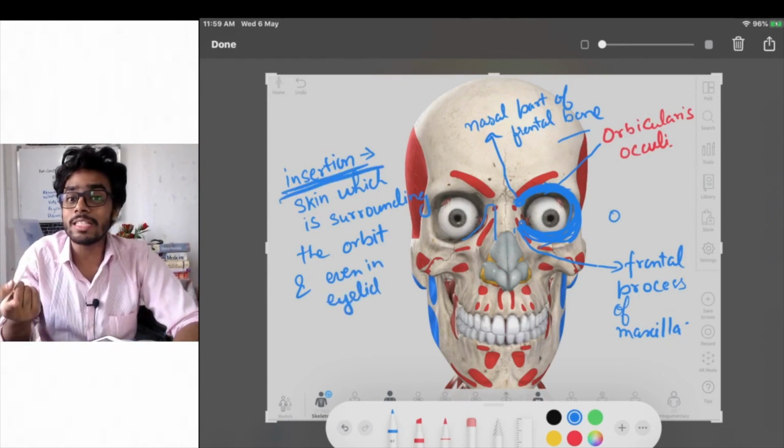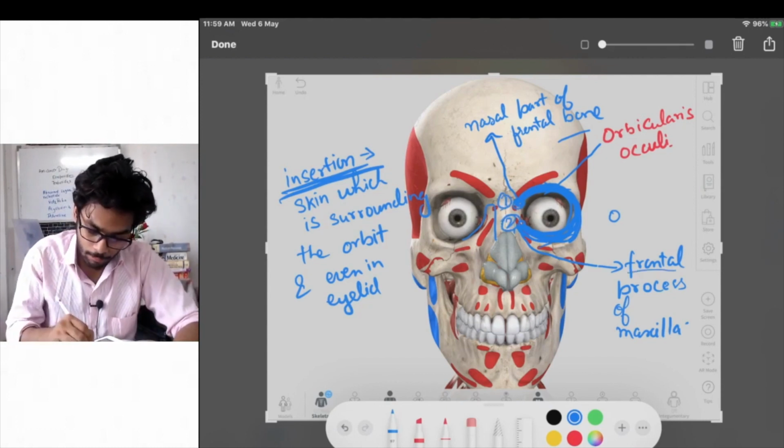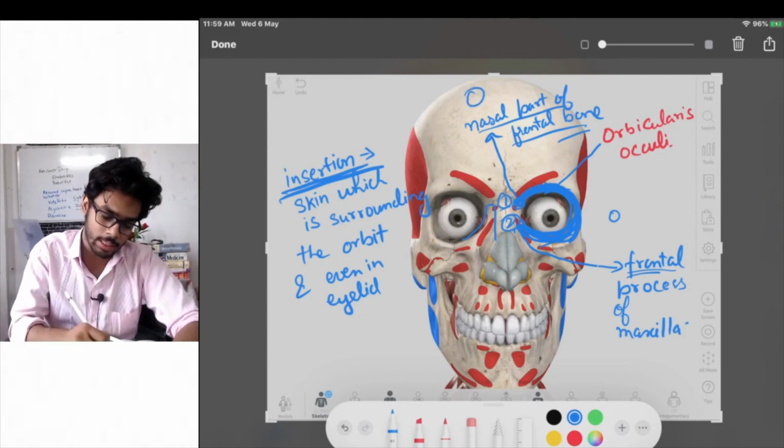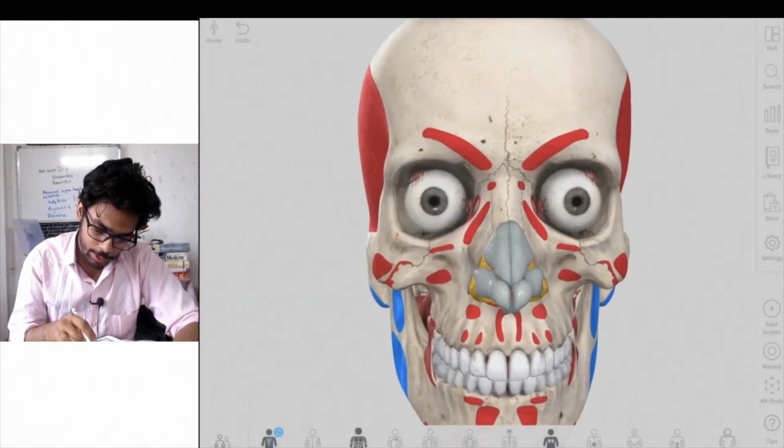But from where is it originating? From these 2 points, 1 and 2. First is the nasal part of the frontal bone, and the second is the frontal process of the maxilla. These are the points of origin. Am I clear? Then we have another muscle known as the procerus muscle.